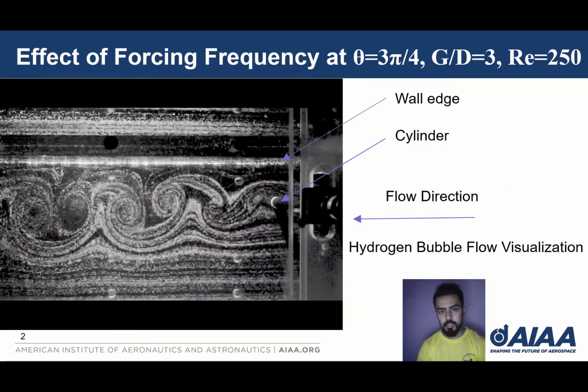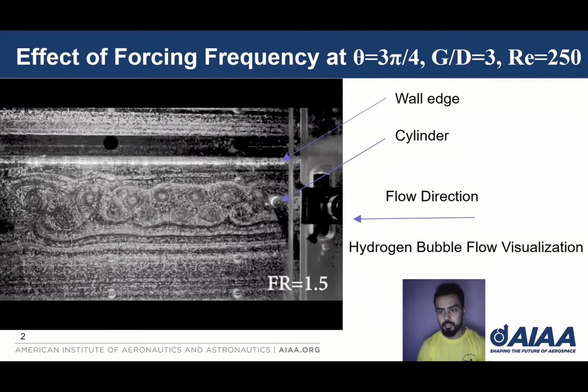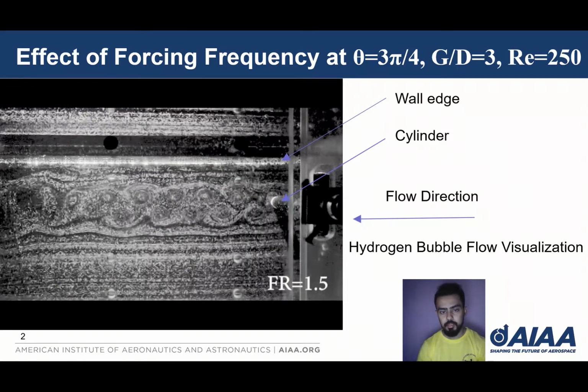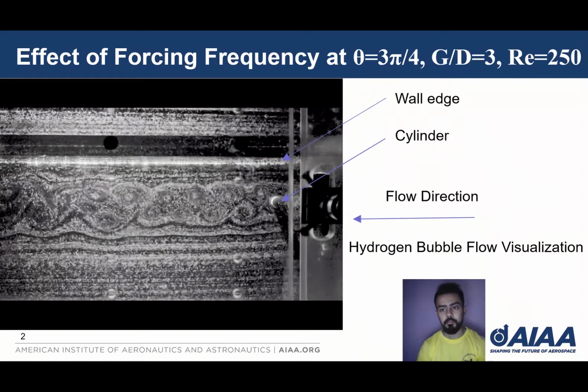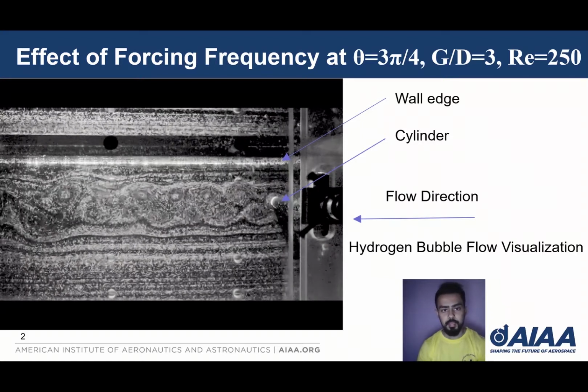The forcing frequency is 1 when the cylinder frequency matches the shedding frequency without the oscillation. And here we see what happens when the forcing frequency becomes 1.5.